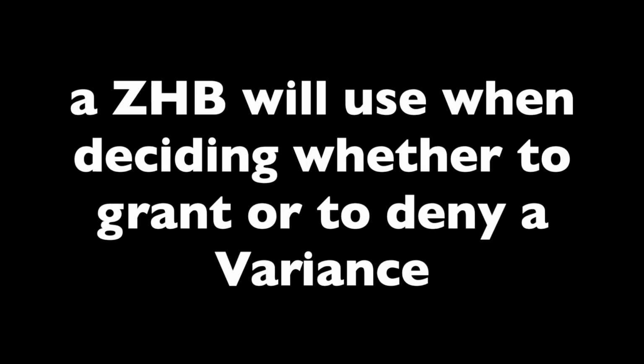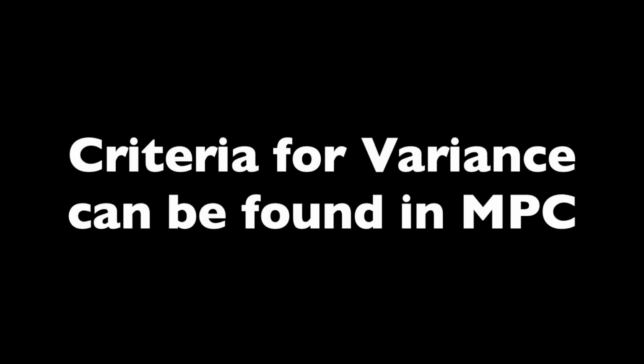In previous videos in this series, we learned of the 5 criteria that a zoning hearing board will use when deciding whether to grant or to deny a variance. These criteria can be found in the MPC or the Municipality Planning Code, or on the website of your town zoning office. In this video, we will look closely at Criterion 2.